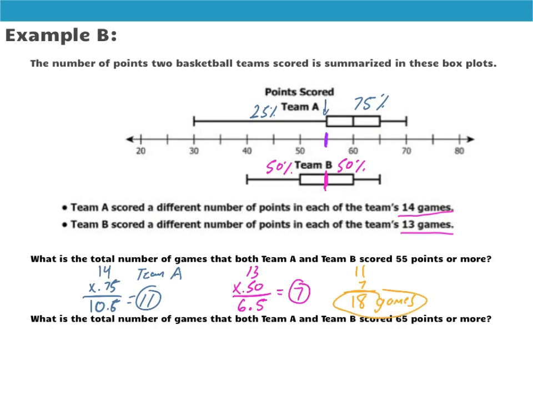Now let's take a look at number 2. Number 2 says, what is the total number of games that both teams A and B scored above 65 points or more? So again, we're going to take a look at our mark on our graph, and we're going to go with 65, which is right here between the 60 and the 70.